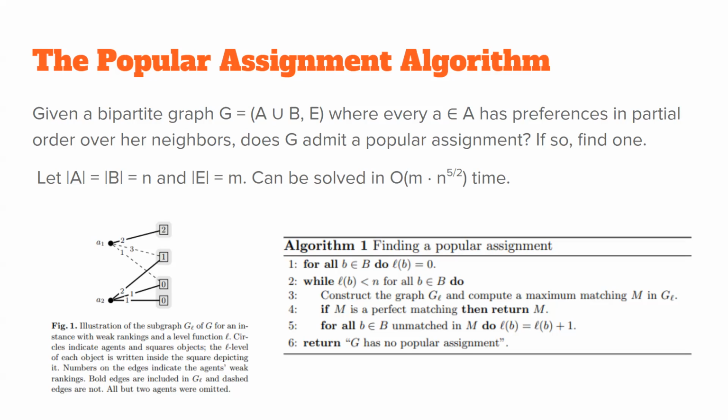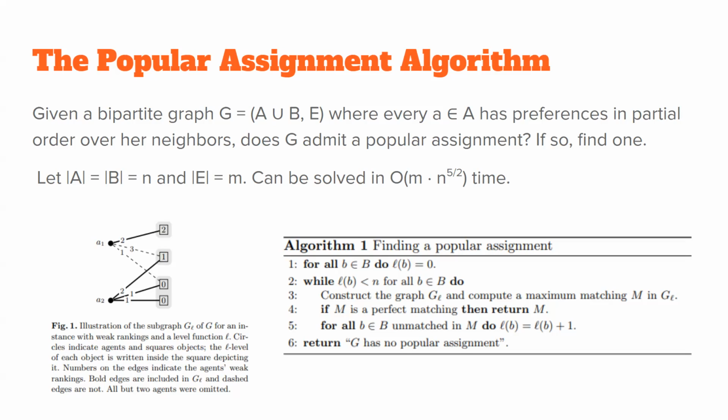It is a search for the dual certificate, where this algorithm maintains the levels of every object in B. Initially, we'll set all the levels to 0. So it checks whether there exists a popular assignment by computing a perfect matching in the graph GL. If no such match exists, the levels of the unmatched objects are increased, and the GL graph is updated, and the search continues. Eventually, either a perfect matching in GL is found, or the level of the objects increase past n minus 1. And if that happens, we can conclude that G has no popular assignment.